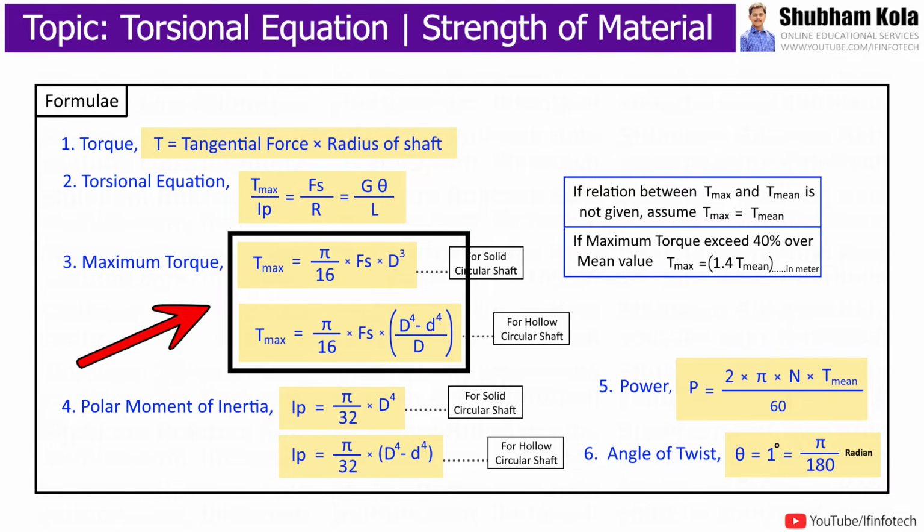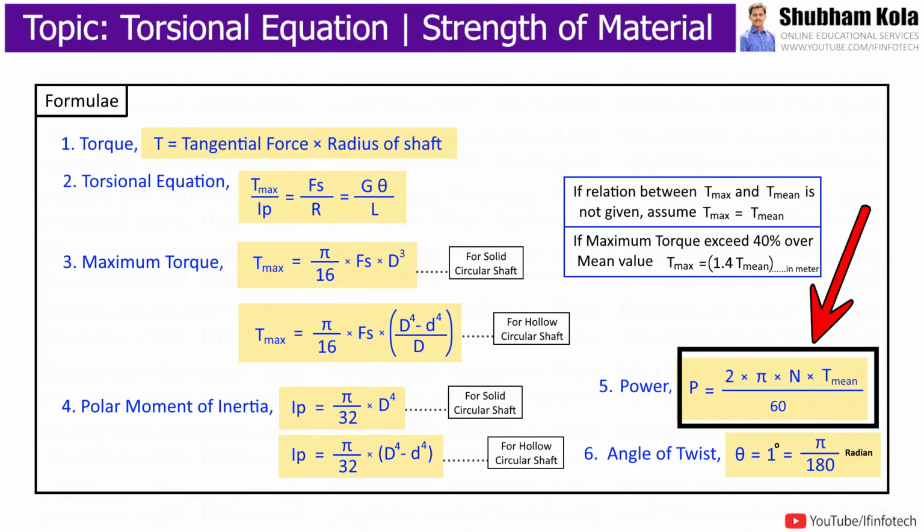Now the next formula is for maximum torque transmitted by a solid circular shaft, where Tmax is the maximum twisting moment or maximum torque, Fs is the permissible shear stress, and D is the diameter of shaft. And the formula for maximum torque transmitted by a hollow circular shaft, where capital D is the outer diameter and small d is the inner diameter of the hollow shaft. And the formula for power transmitted by a solid circular shaft is given by P is equal to 2 pi N T mean upon 60, where T mean is the mean torque or average torque and N is the speed in RPM.